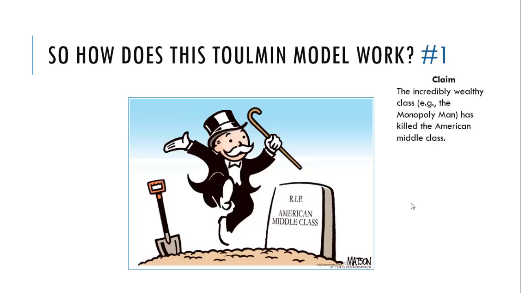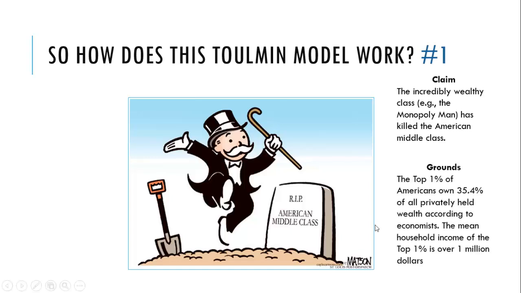So first we're going to start with the claim. There are literally 4 words in this particular cartoon. But there's obviously a claim that's being made by Matson. And for me, I perceive his claim to be that the incredibly wealthy class, in other words, the Monopoly man, who I think is representing the wealthy class, has killed the American middle class. That would be the claim of this cartoon.